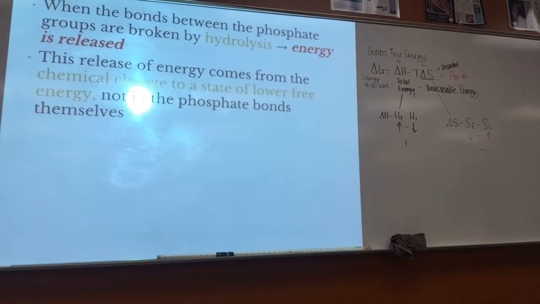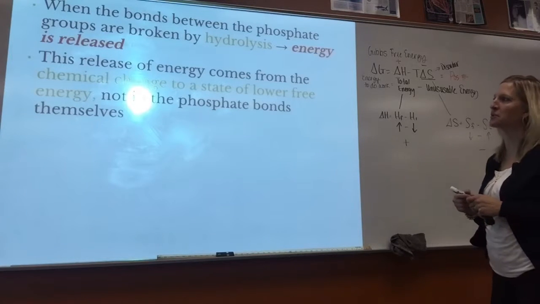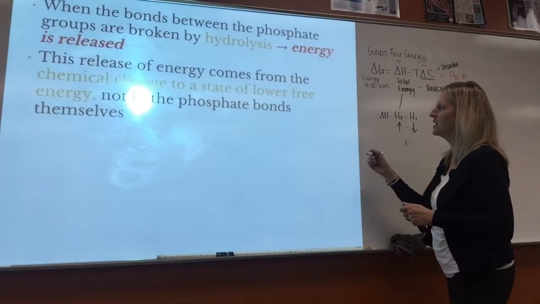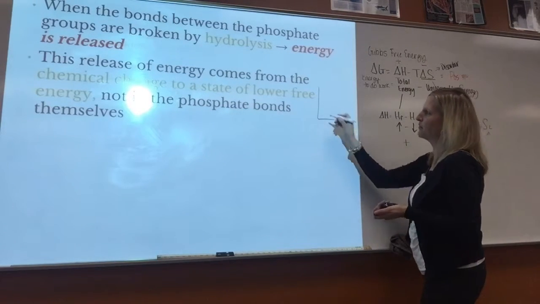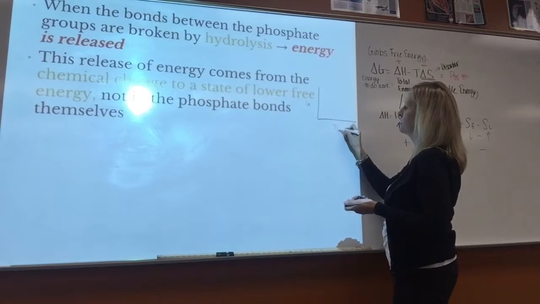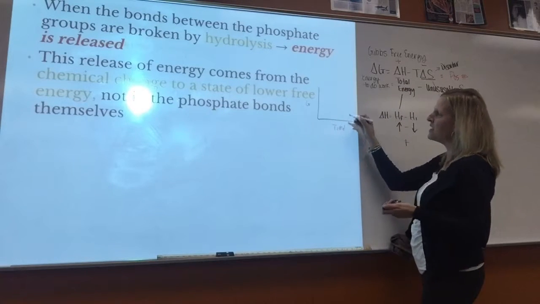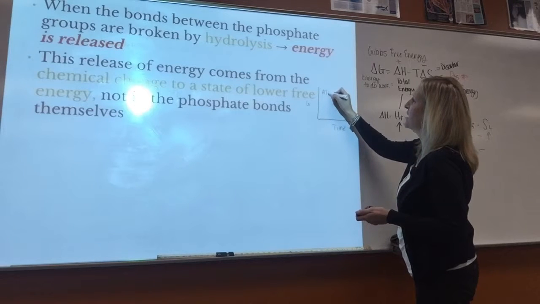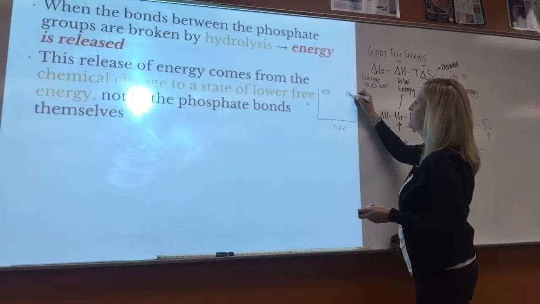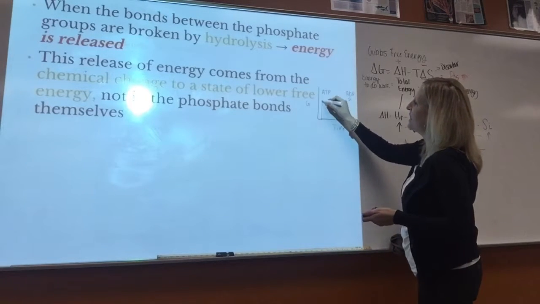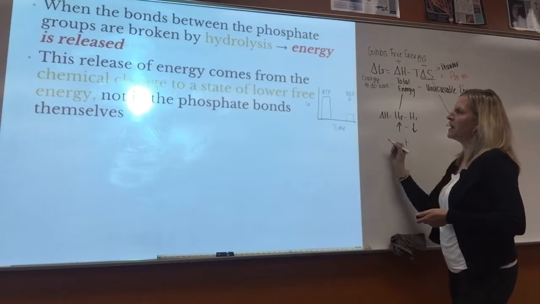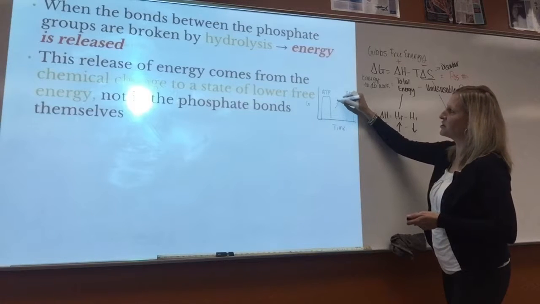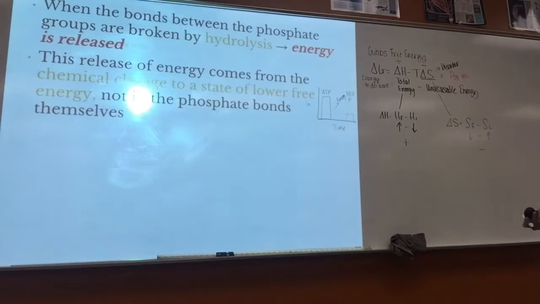And the release of this energy comes from the chemical change to a state of lower free energy. So what does that mean? When we break down ATP, if we do that same graph where we have the delta G and free energy and time, that ATP is your reactant and your products are ADP and a phosphate. Your ATP has higher free energy than your ADP, and what happens then is energy is released, and that's why it's an exergonic reaction and why it can drive endergonic reactions.